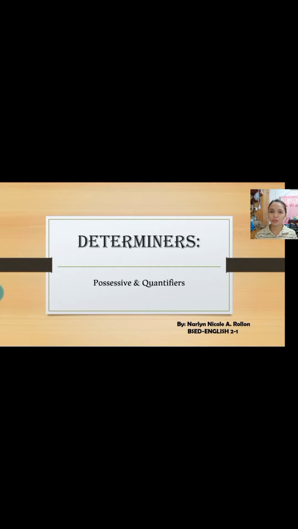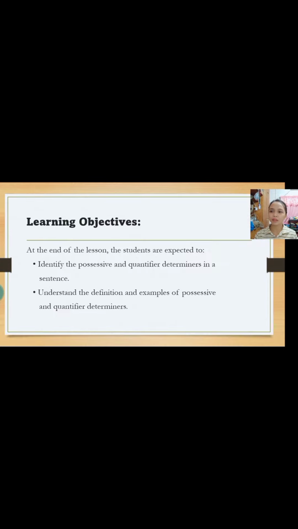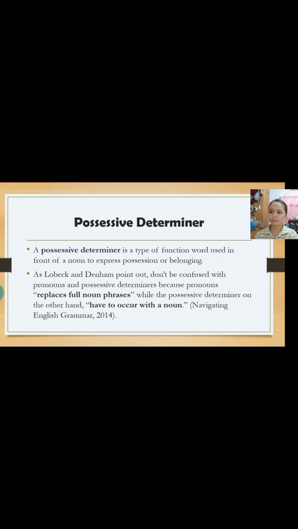I am Narlyn Nicole Rollon from BSEd English 2:1, and for today's lesson, I am going to discuss and explain the possessive and quantifiers as part of determiners. For our learning objectives, at the end of the lesson, the students are expected to identify the possessive and quantifier determiners in a sentence. Second, understand the definition and example of possessive and quantifier determiners.